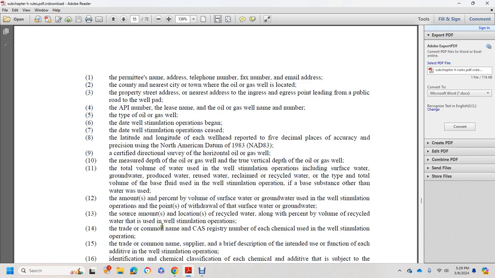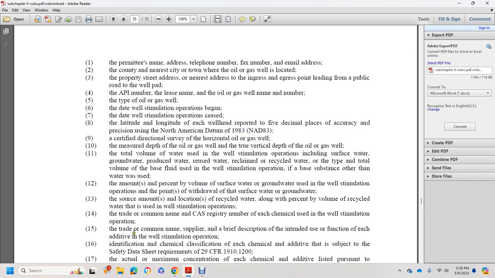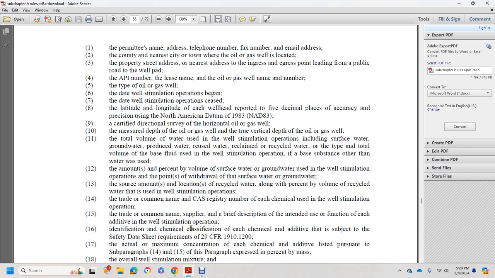The use in the well stimulation operation: the trade and common name, the CAS registry number of each of the chemicals, and the use in the well stimulation operation. 15, the trade and common name, the supplier, with a brief description of the intent, the use or function of each of the additives in the well stimulation operation; the identification and chemical classification of each of the chemical additives that is the subject of the safety data requirements under Title 29 CFR 1910.1200.